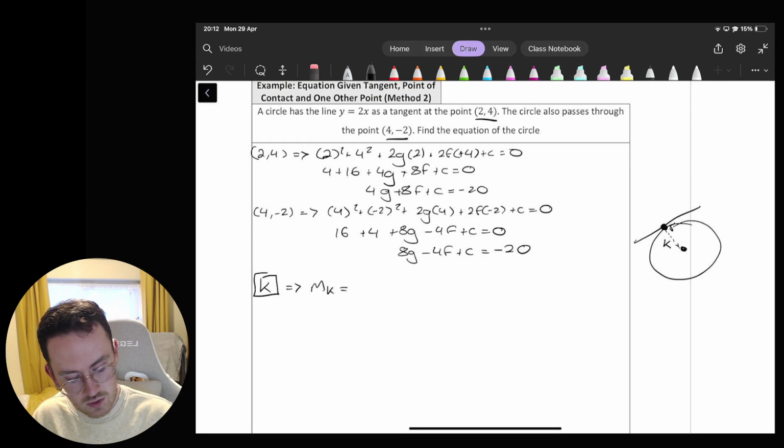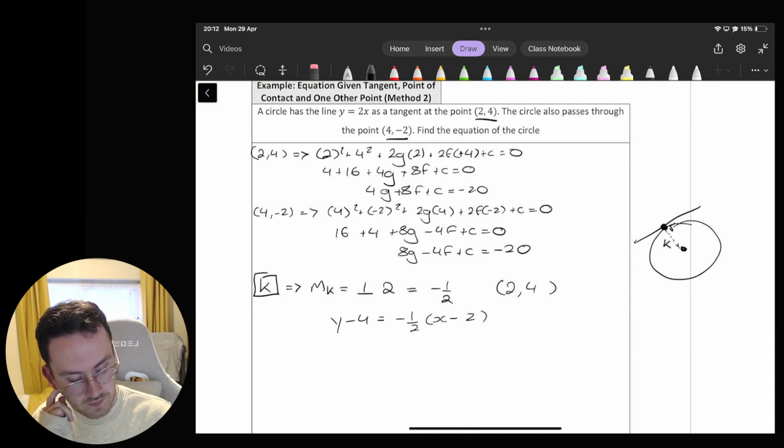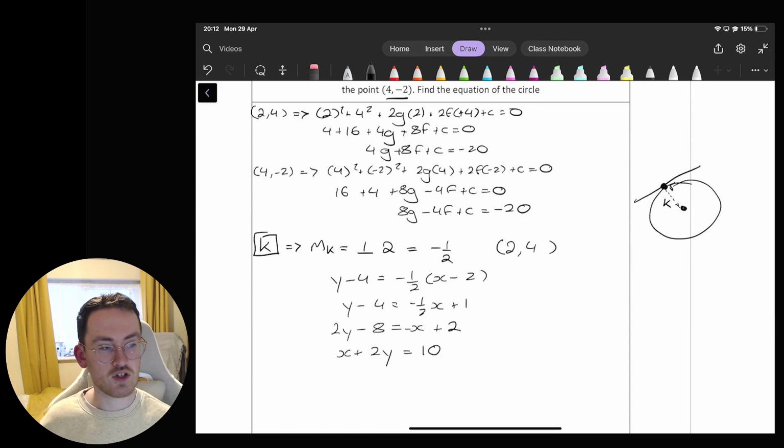Well, the slope of k is going to be perpendicular to 2, so it's going to be minus a half. We know the point it has to be on is the point 2, 4. We're finding this equation that we already found. Y minus 4 equals minus a half, x minus 2. So y minus 4 equals minus a half x plus 1. 2y minus 8 equals minus x plus 2. X plus 2y equals 10. Okay, x plus 2y equals 10.